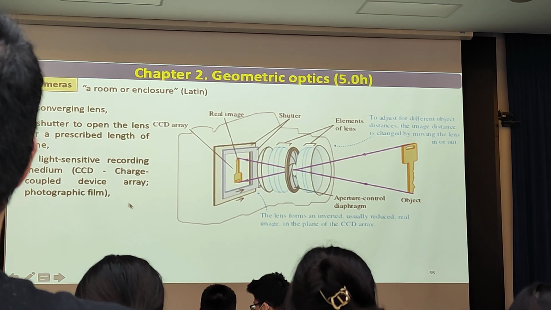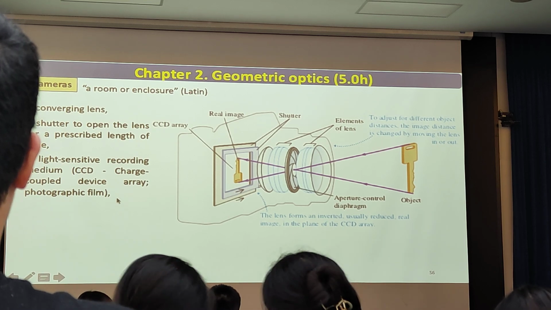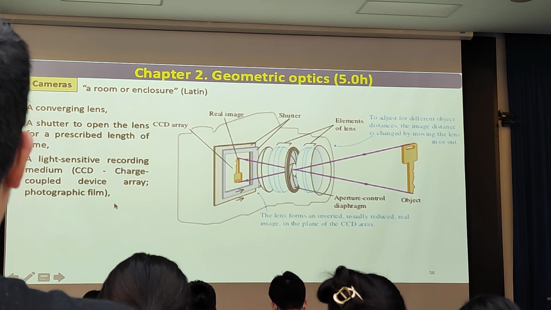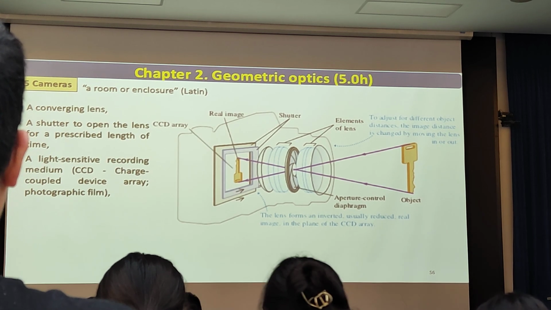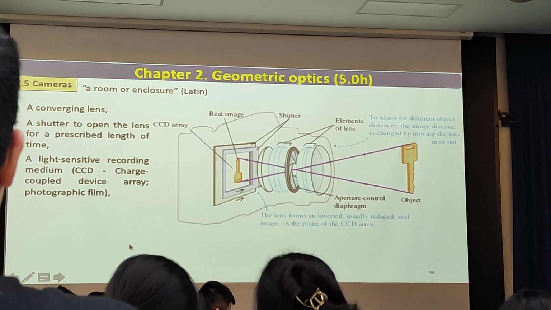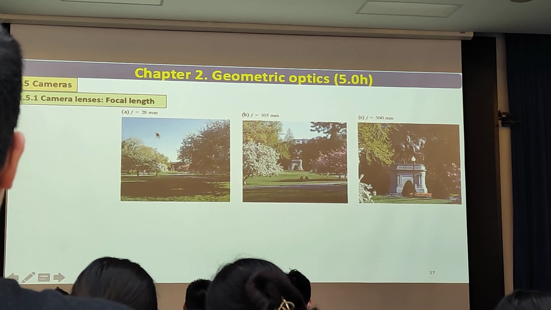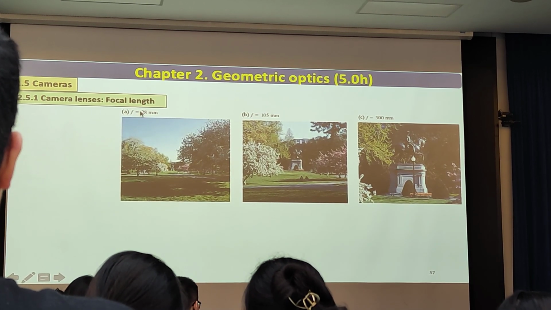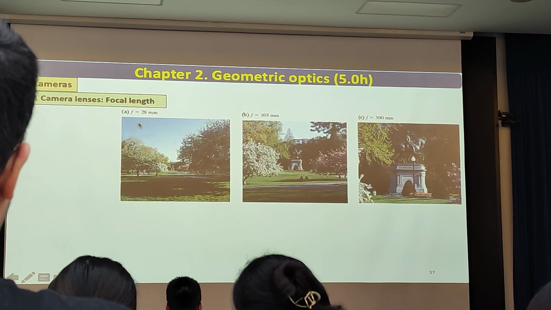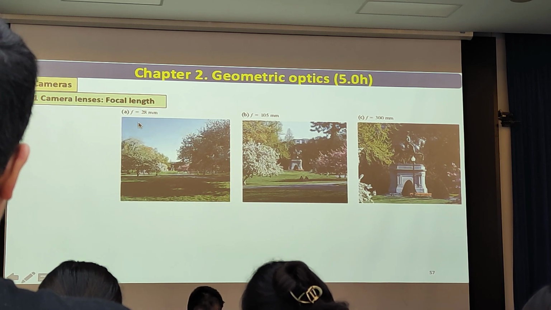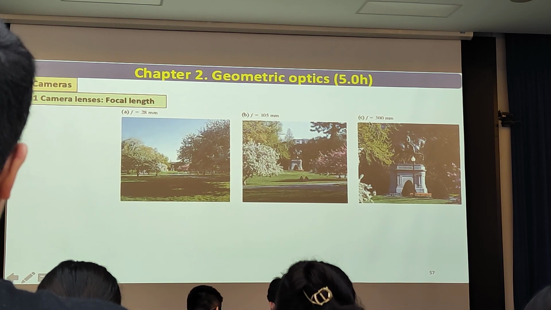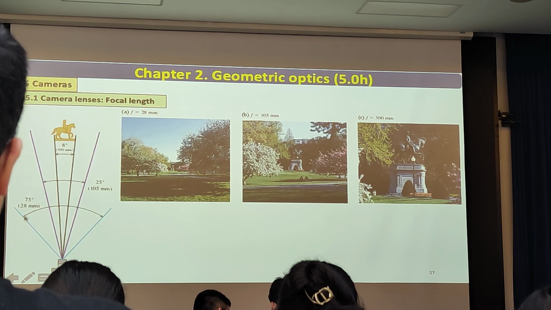So nowadays, for the modern cameras, you have the CCD, the charge coupled device array. Or before, and even now sometimes, you also have the photographic film. And you can have different kinds of viewing sites you want, depending on the changing of the focal length. So here, short focal length, longer focal length, and very, very long focal length.